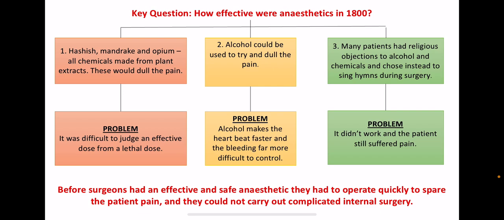It was difficult to judge an effective dose from a lethal dose. Alcohol makes the heart beat faster and bleeding far more difficult to control, so it actually made surgeries more dangerous. Obviously singing hymns isn't going to work during a surgery, and the patient is still going to be suffering and in pain. Before surgeons had an effective and safe anaesthetic, they had to operate quickly to spare the patient pain. They could not carry out complicated internal surgeries.